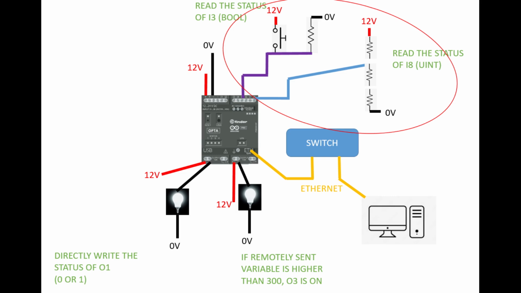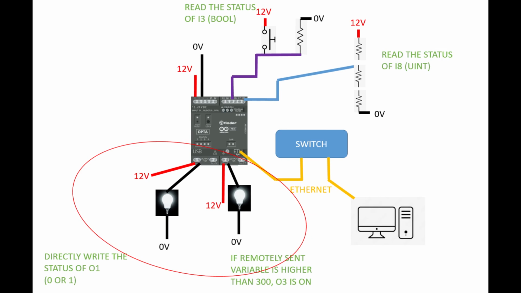Then we will make an analog read of a potentiometer, so an analog value, which will be an unsigned integer, and we will also transmit it to the computer. Then we will actuate directly from the computer to an output. So we will turn on or off a light bulb.